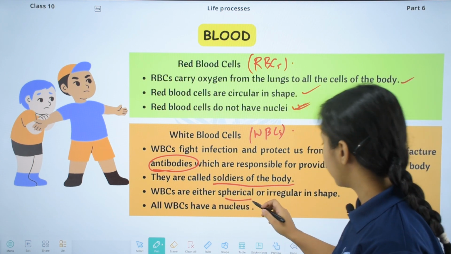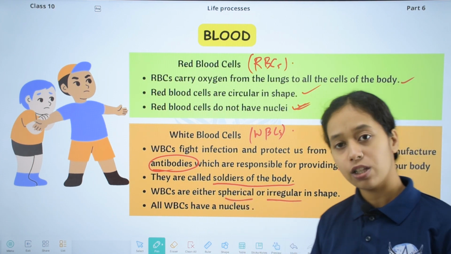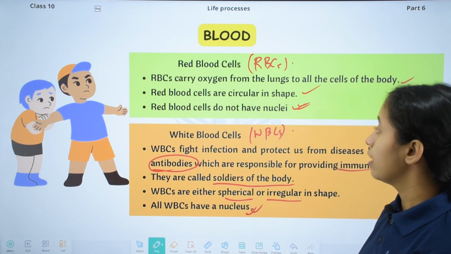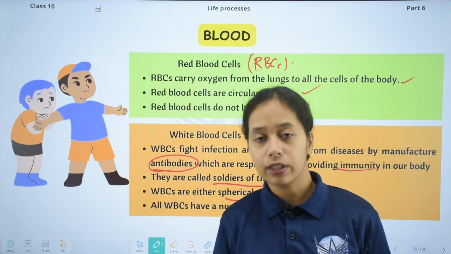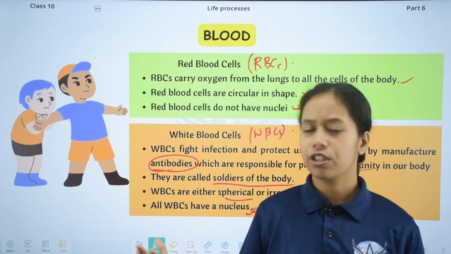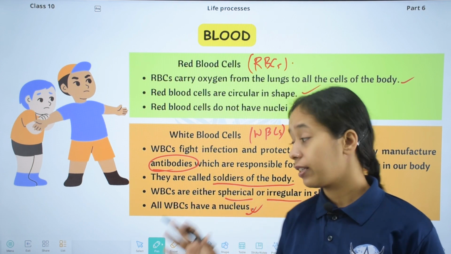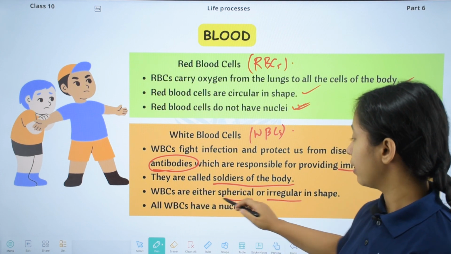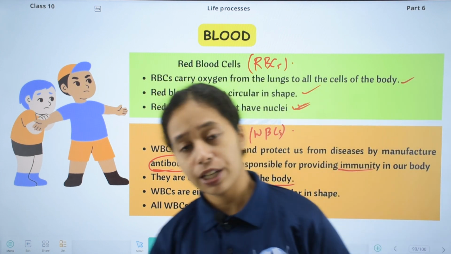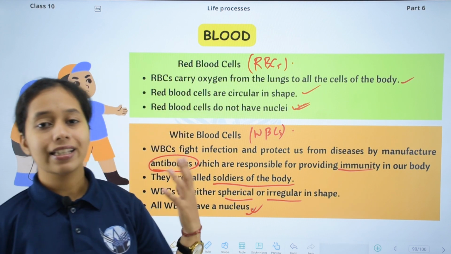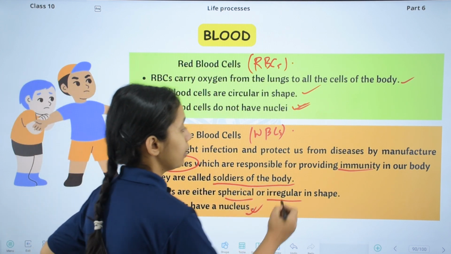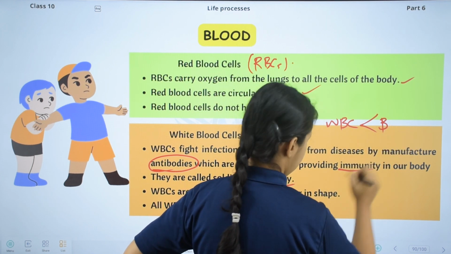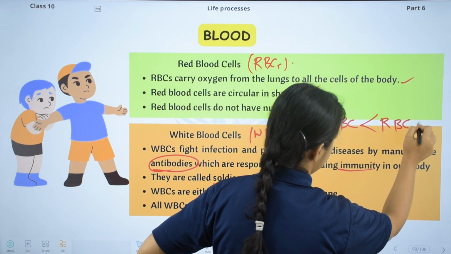WBCs are either spherical or irregular in shape. Spherical or irregular. Okay, and all WBCs have a nucleus. Since they have to fight and make antibodies, and they do not play much role in transportation, that is why they have a nucleus. There is a nucleus. As written, either spherical or irregular in shape. The number of WBCs is less as compared to RBCs. Okay, the number of WBCs is less as compared to RBCs.